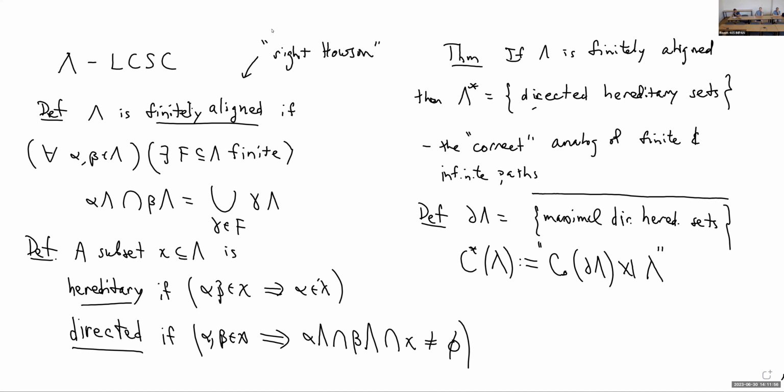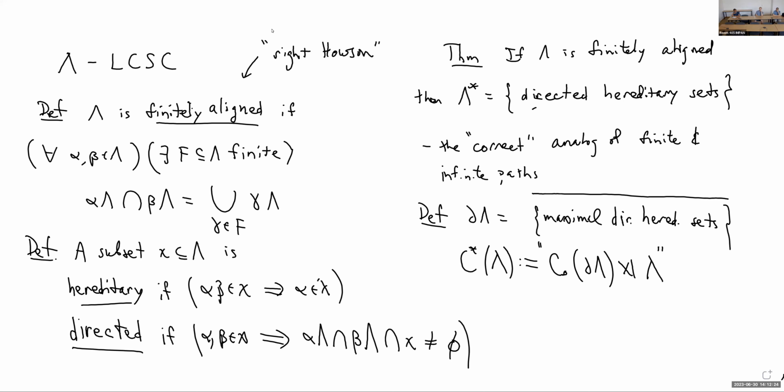Are these individual directed hereditary sets some sort of subcategory of subsets of lambda, such that if you construct some sort of C star algebra on top of them, you would get some sort of ideals? Because we get the same in finite row finite graphs, that if you have hereditary and saturated subsets, you can construct ideals out of it.